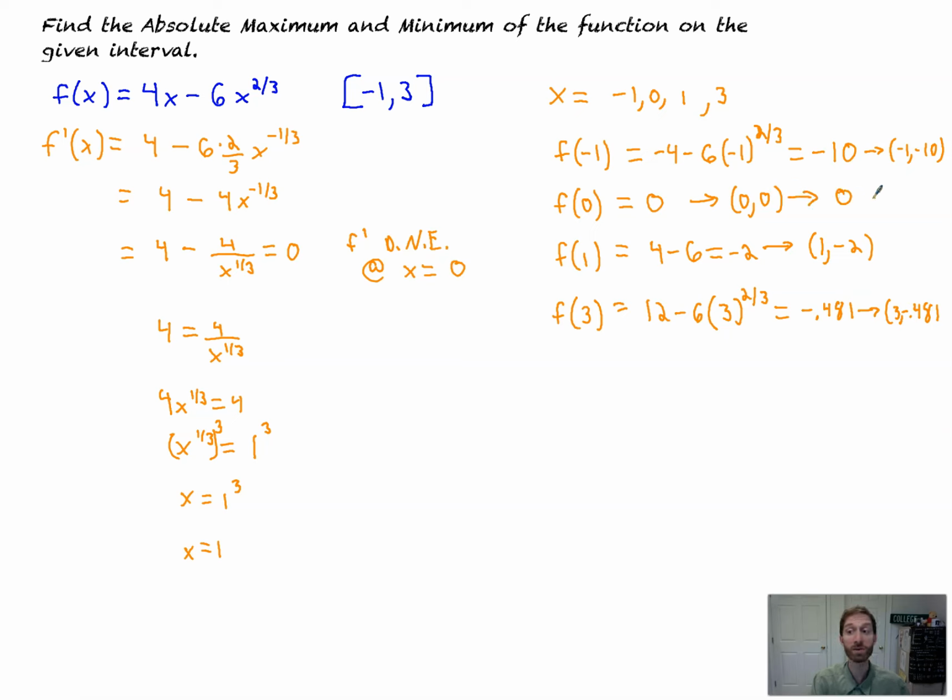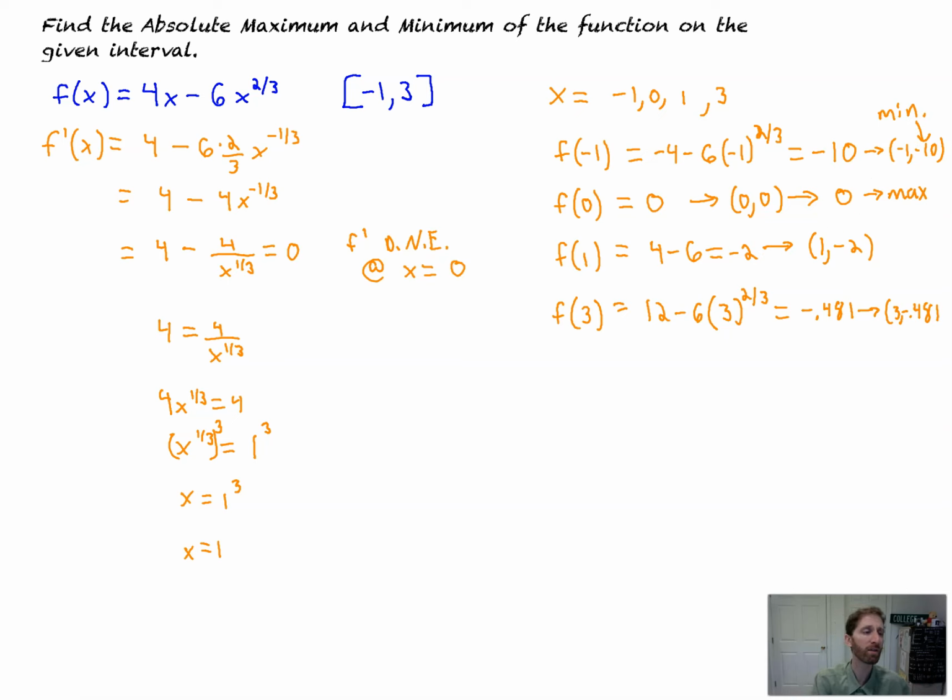So the maximum value is 0. And the minimum value is -10. So if you had to make a formal statement, you'd say the absolute minimum is -10. It occurs at x equals -1. The absolute maximum is 0, and that occurs at x equals 0.